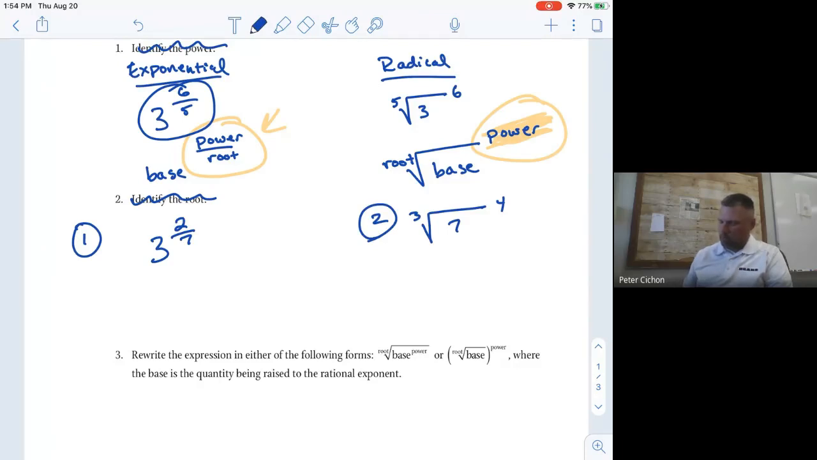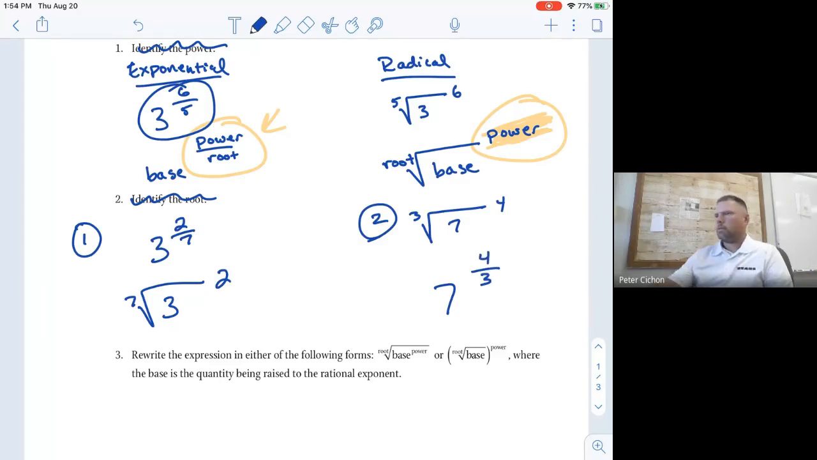The base is 3. The radical sign goes around it. Notice I didn't call it a square root sign. I called it a radical sign. It's only a square root sign if there's a 2 there. But that's not a 2. The 7 goes there and the 2 goes there. And now 7 to the power over root. Look difficult?